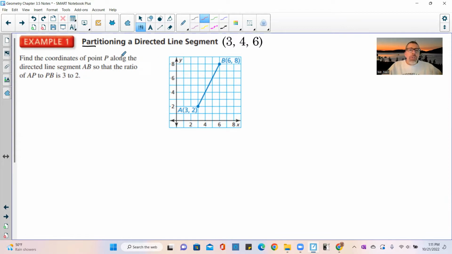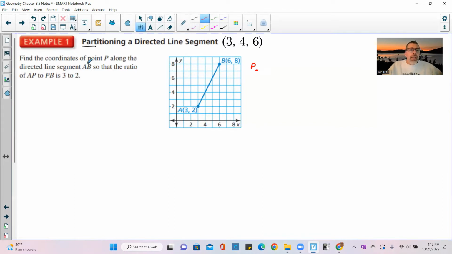Find the coordinates of point P along the directed line segment AB. So P is along AB somewhere. P might be here, or here, or here. Somewhere along this line we have the point P. I'll move it over here for now because we don't know where it goes until we do some work.